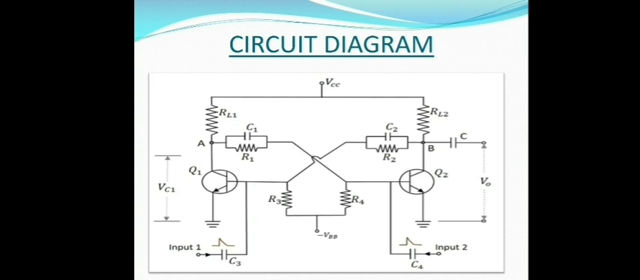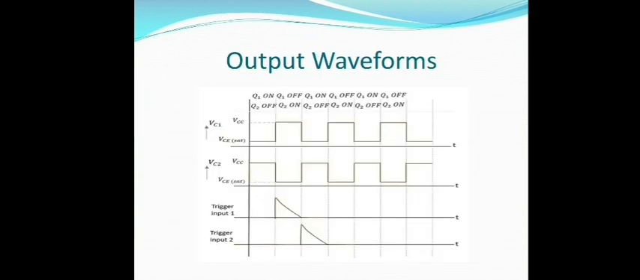Next, we are going to discuss about output waveforms. First condition, Q1 on and Q2 off. Output will be logic 0 for VC1 and logic 1 for VC2 or VCO. Then we apply a negative trigger pulse to the base of Q1. Then Q2 turns on and Q1 turns off. Output will be logic 0 for VC2 or VCO and logic 1 for VC1. This is our output waveforms.